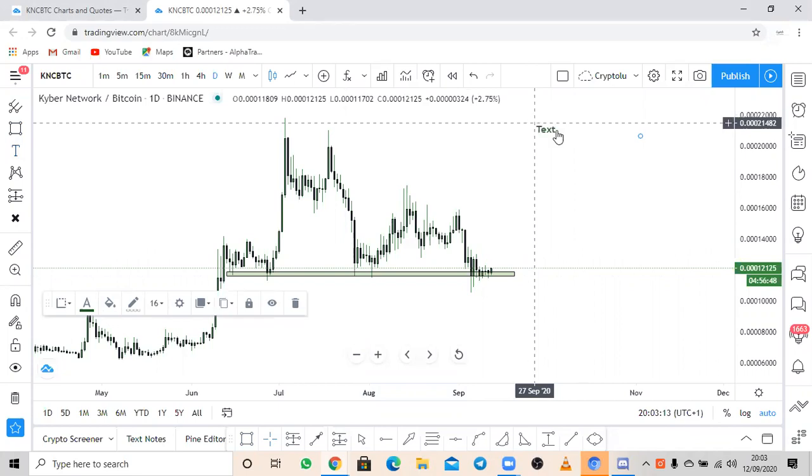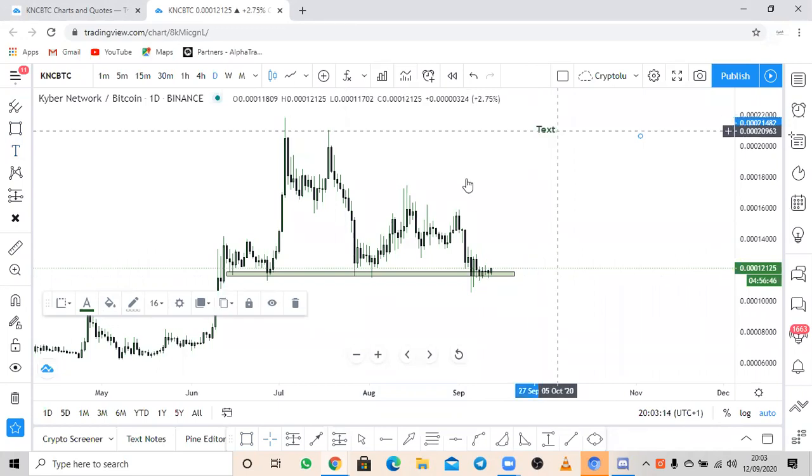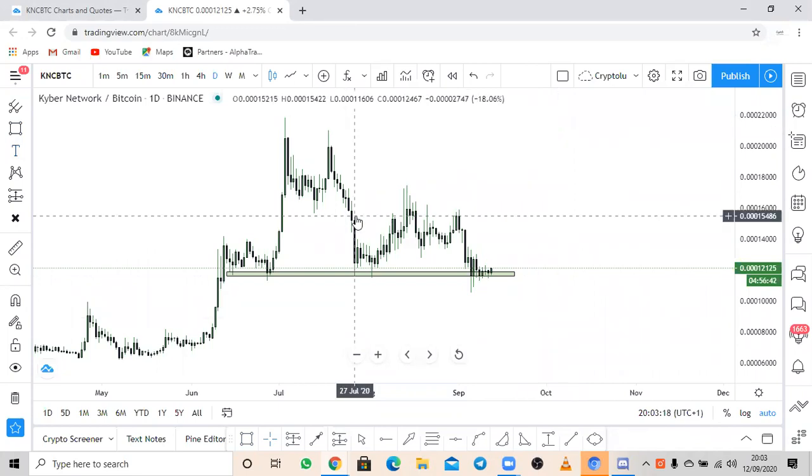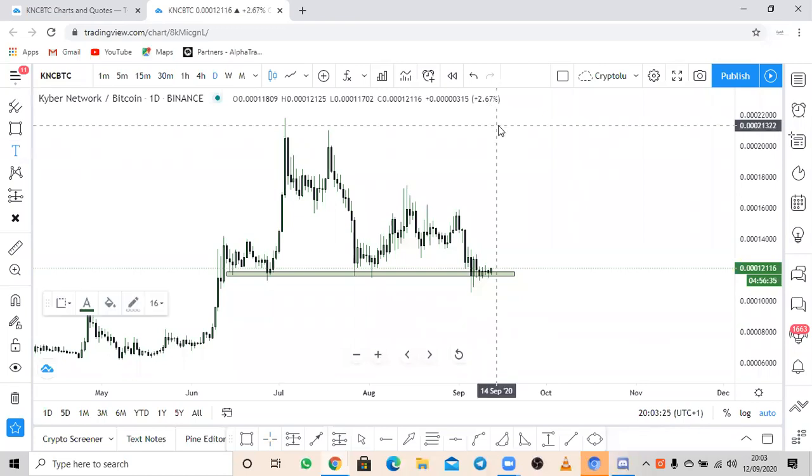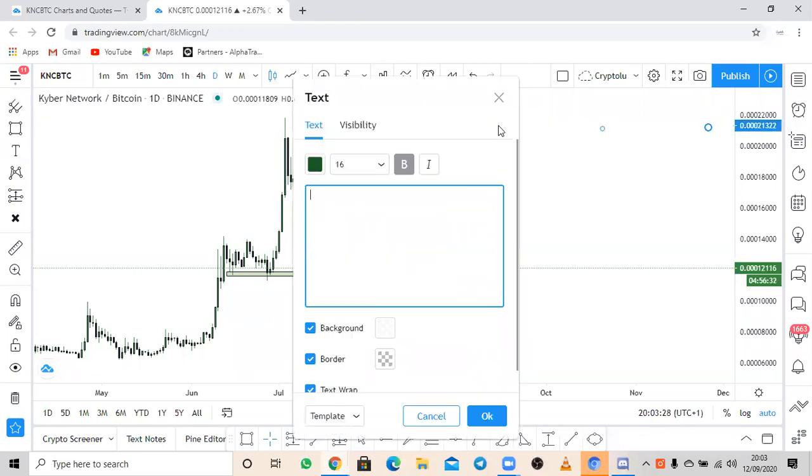When we are on a support level, what we're expecting is a bullish move up or a breakdown. So now we already know that we're on a support level. What we want to know now is, is it bullish or bearish? Our price is on a support level. So that's our number one reason.